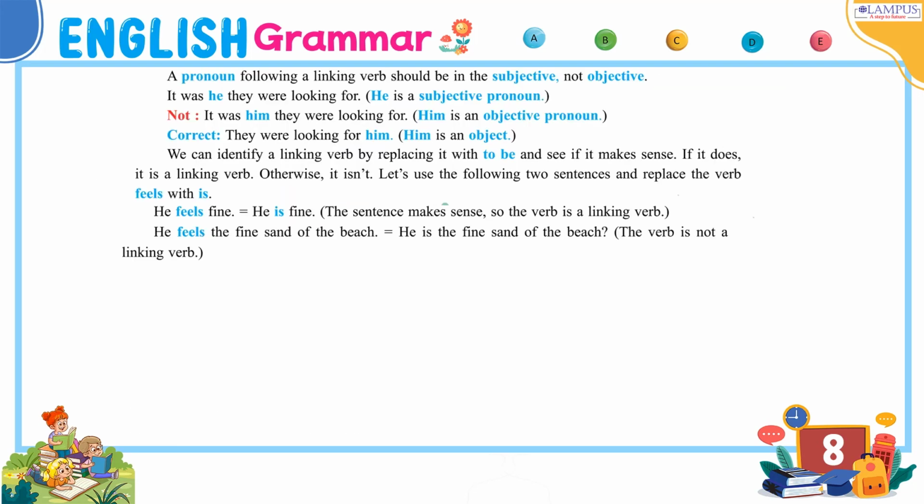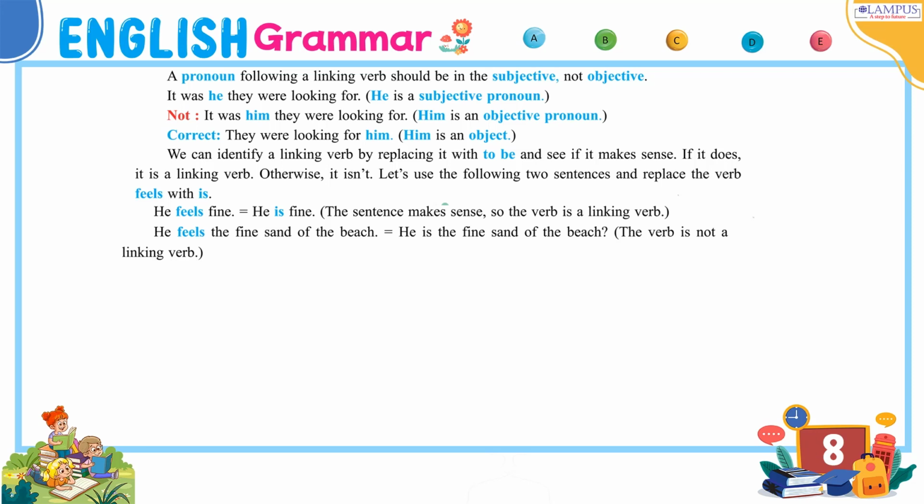A pronoun following a linking verb should be in the subjective, not objective. It was he they were looking for. He is a subjective pronoun. Not: It was him they were looking for. Him is an objective pronoun. Correct: They were looking for him.